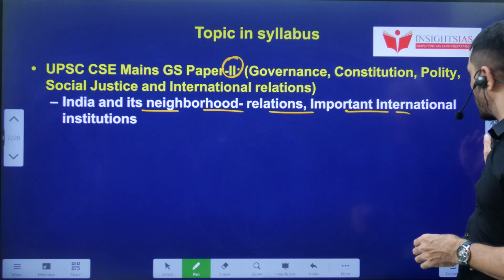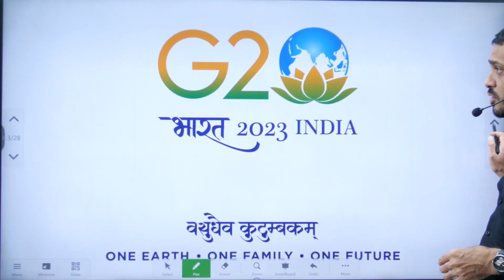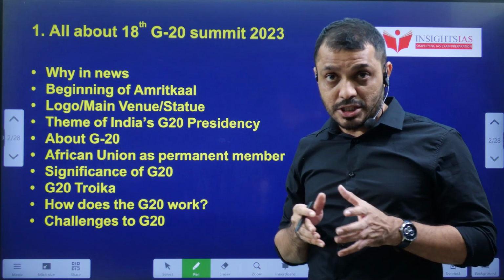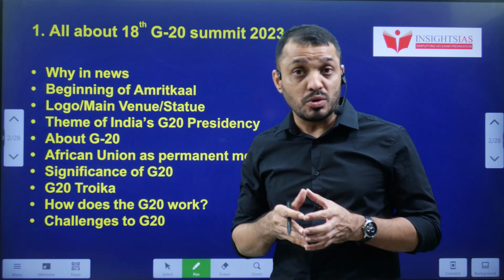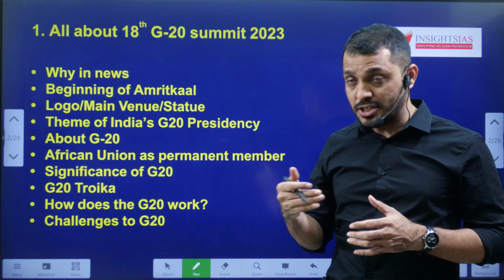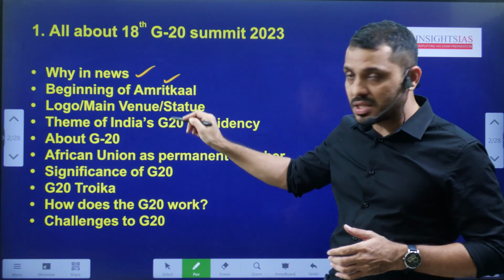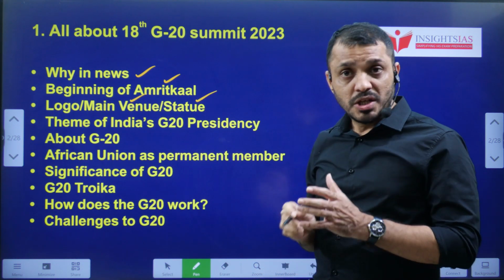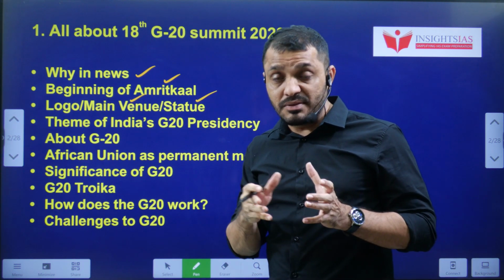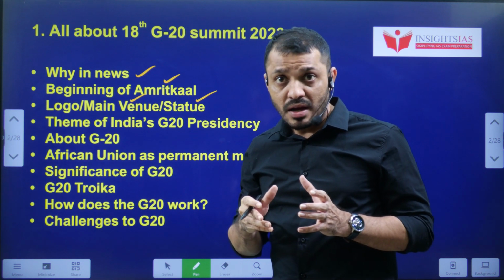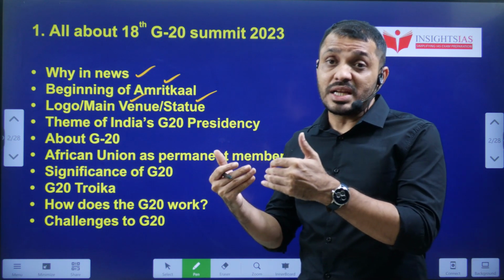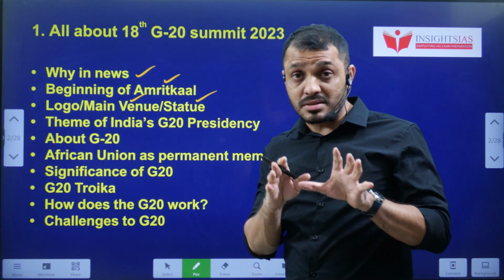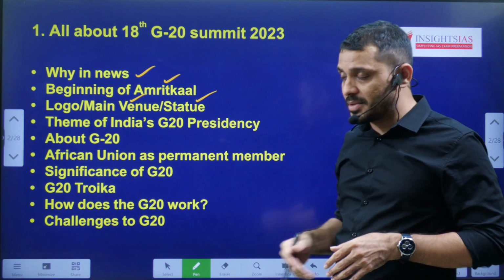Now let us see the video components. In this video, we are going to discuss why this particular issue is in news. Why is G20 in news? You know that it is because India is hosting it for the first time. Then the beginning of Amrit Kal, what does it mean? I'll explain. Then the logo and main venue. You know that in the main venue, we even have the Nataraja statue. Apart from that, while our Prime Minister was greeting some of the leaders, in the background you can find the Konark Sun Temple wheel. That kind of information we discuss.